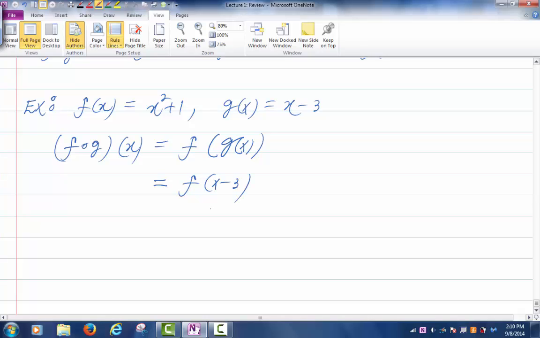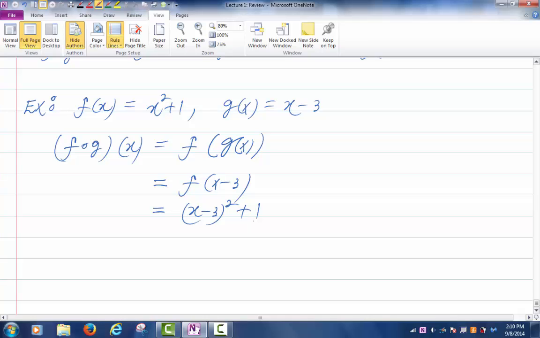And then I have to compute f of x minus 3. So how do I compute that? Well, I look at the formula for f. It says that what is the output value for the input x? Well, you square the input plus 1. So in this case, the input is x minus 3, so you square the input x minus 3, and then you add 1 to it. That's the value of f of x. So the composition function is given by x minus 3 squared plus 1.